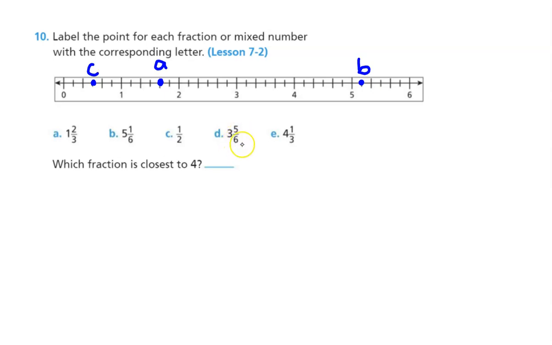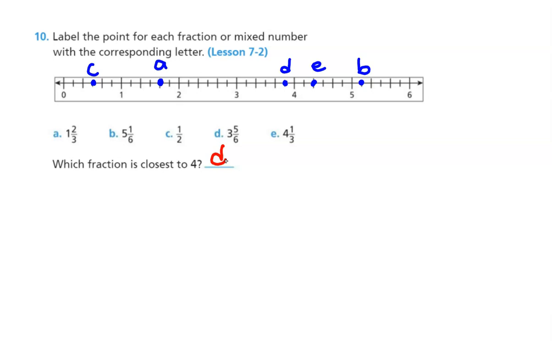Next I have D, which is 3 and 5/6, so that's going to be somewhere between 3 and 4. And then 5/6 is going to be this guy right here. We'll make that letter D. And then finally, E says 4 and 1/3, so this is going to be between 4 and 5, and my 1/3 is right there, which would make that letter E. And then the last one, it just wants to ask you which fraction is closest to 4. Even though this one's over 4, this one is technically closest, so that letter would be D.